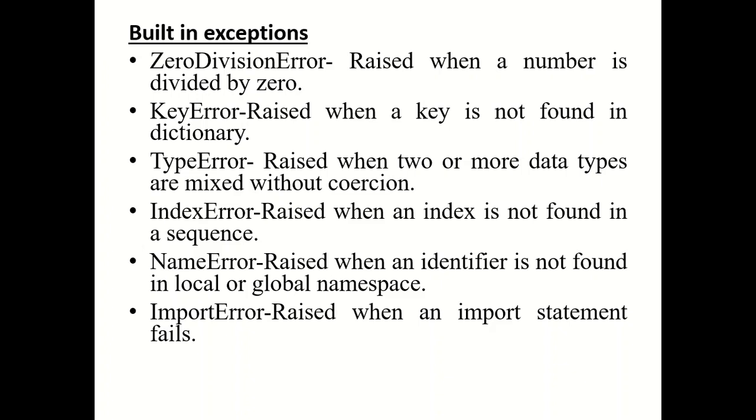Type error: two or more data types are mixed without a connection. For example, we have mentioned the int data type, but our input is from another data type, string. In that scenario, it shows an error called type error. Index error: raised when the index is not found in the sequence. Beyond the sequence, it shows an index error. Name error: raised when an identifier is not found in the local or global namespace. If the name is not defined in the program, it throws a name error.